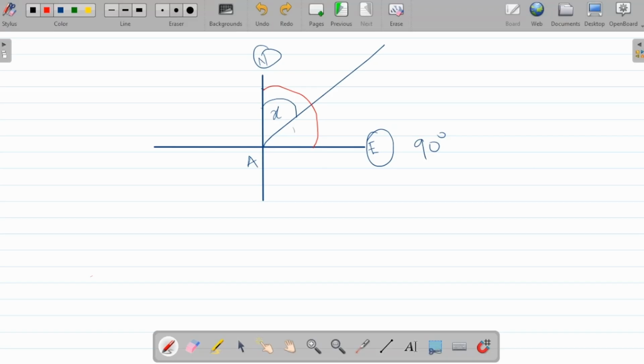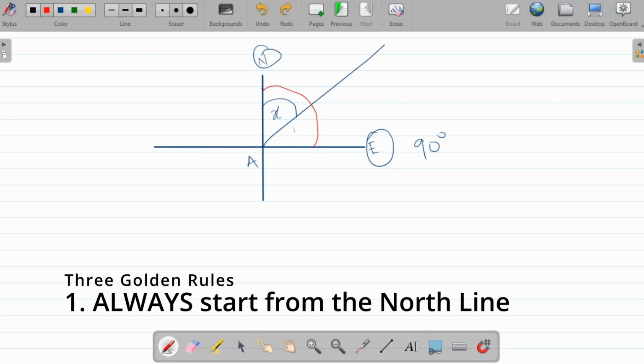Before I give a small exercise, I want you to take the 3 golden rules of bearings. The first rule is: always start from the north line, or from the north pole. This is how we take bearings.